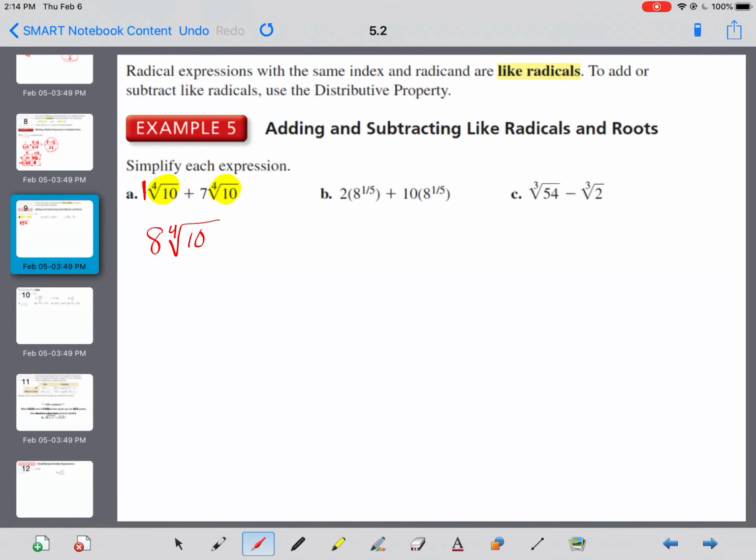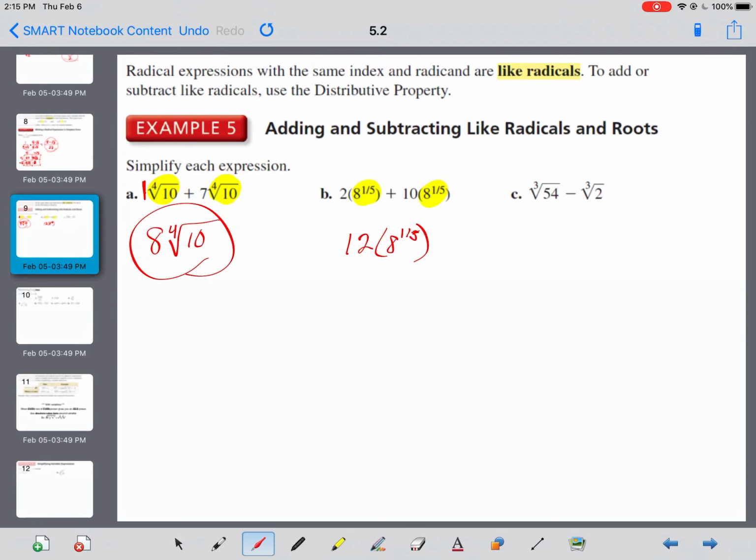10 doesn't have a fourth root. It's got a 2 and a 5, and that's it. So we just leave it just like that. Okay. Here's bananas. There's bananas. I've got 2 of them. I've got 10 of them. That makes 12 times 8 to the 1/5.